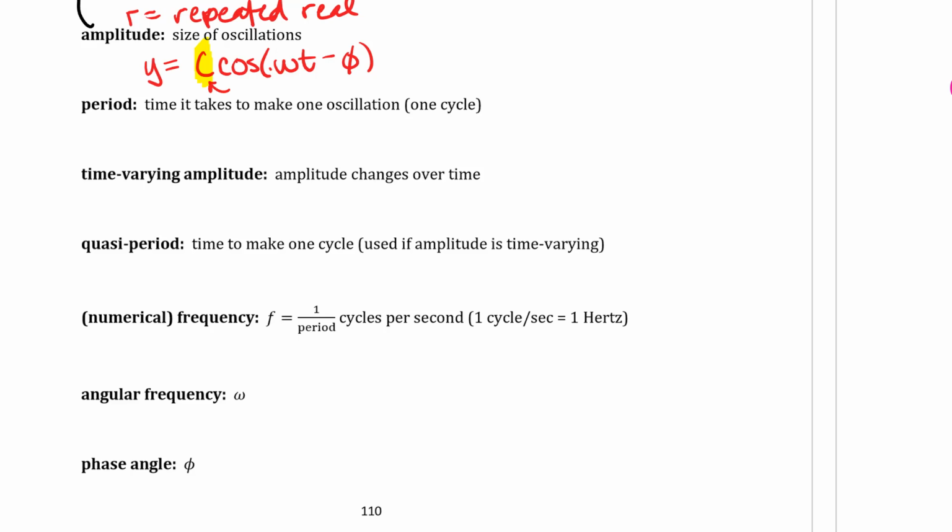Period, time that it takes to make one oscillation, one cycle. And so just like we saw in the example we looked at, that period is 2 pi over whatever that omega was. It was 7 square root of 5 in the example we looked at.